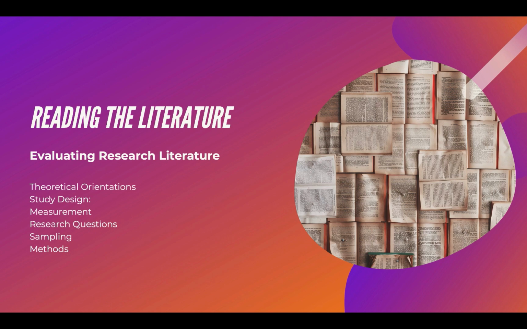When you're evaluating this research literature, whether it's a journal article or an academic book, you need to figure out a bunch of things. What are the author's theoretical orientations? How did they design the study? Are they doing a qualitative, quantitative study? Are they doing surveys? Are they doing content analysis? Are they doing interviews, experiments? Right? All of these are important.